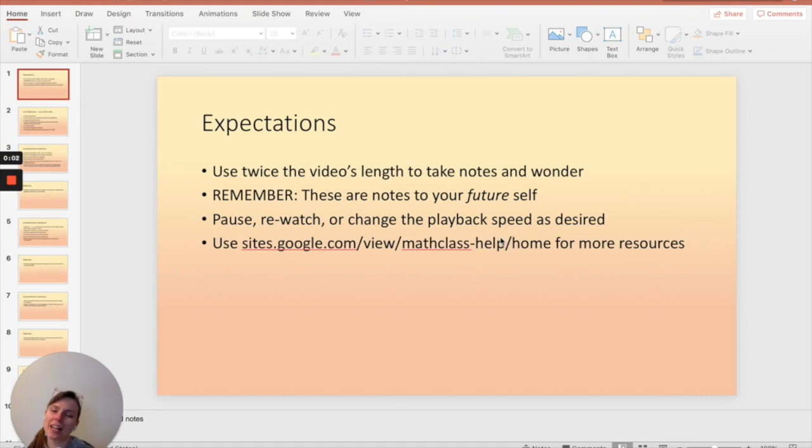Hello! Today we answer the age-old question of what is an x-intercept and why do we care about it? So expectations are to just pay attention and make sure you're pausing and thinking about it, going back and looking at your old notes that we took, because everything's building.